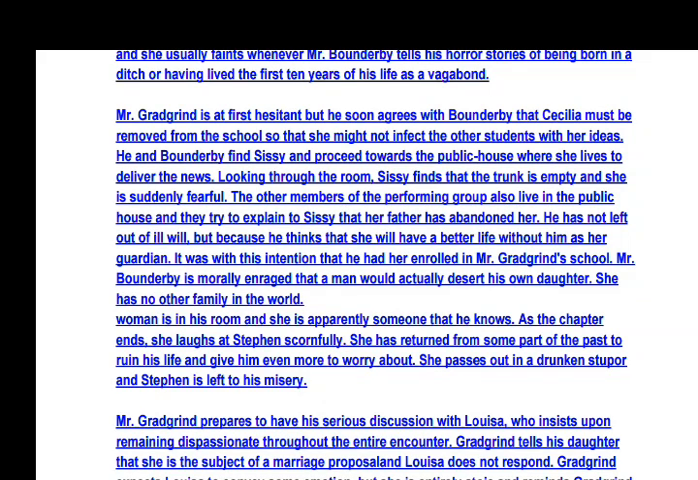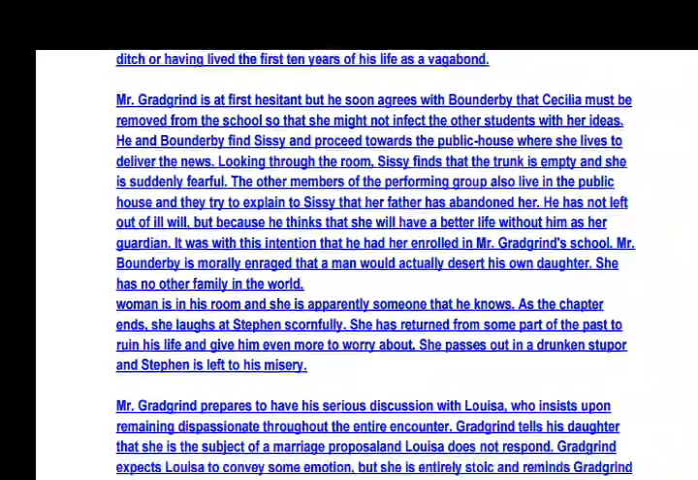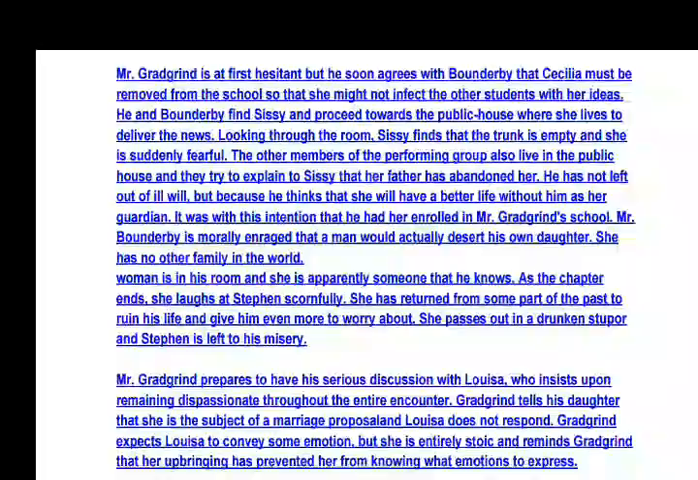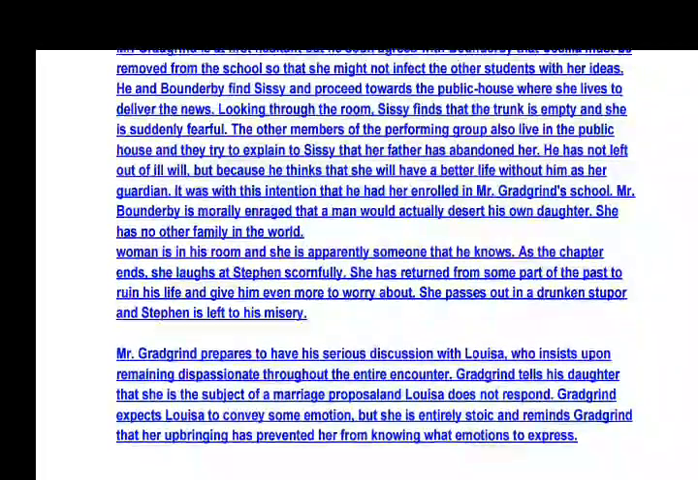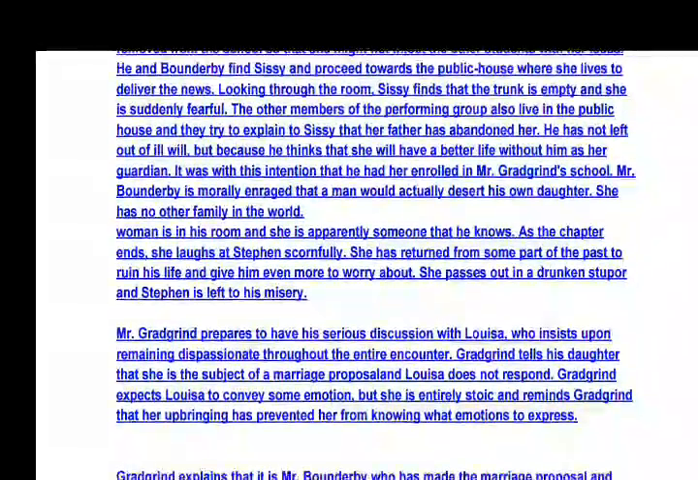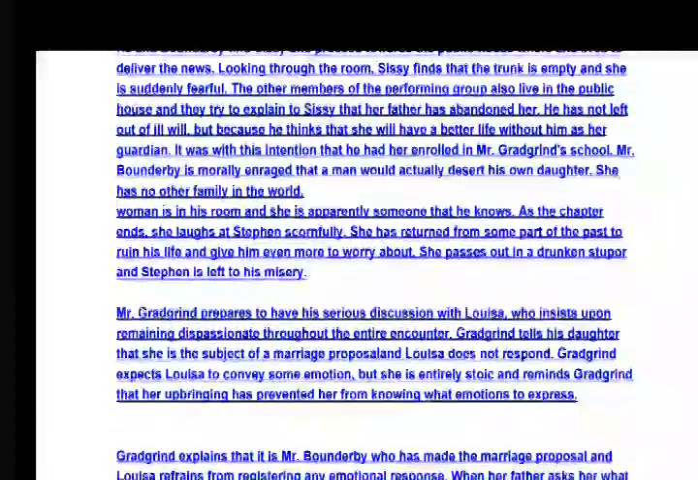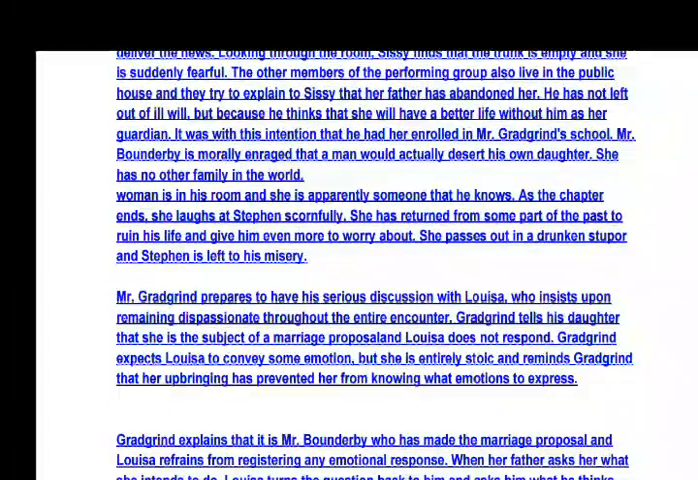It was with this intention that he had her enrolled in Mr. Gradgrind's school. Mr. Bounderby is morally outraged that a man would actually desert his own daughter. She has no other family in the world. Hooman is in his room and she is apparently someone that he knows. As the chapter ends, she laughs at Stephen scornfully.